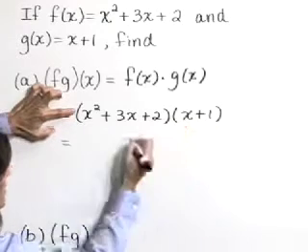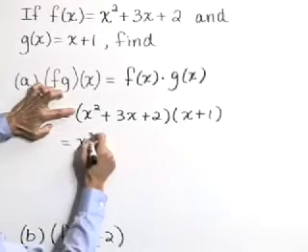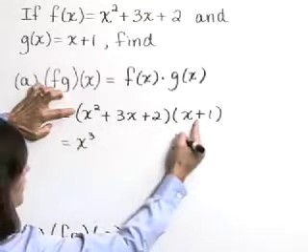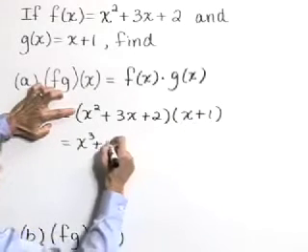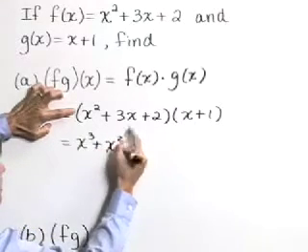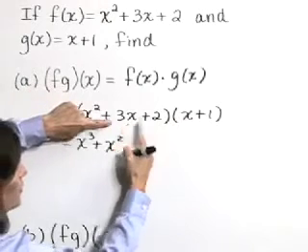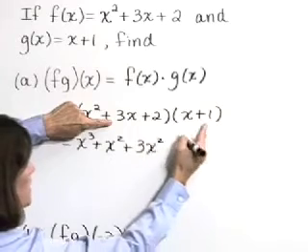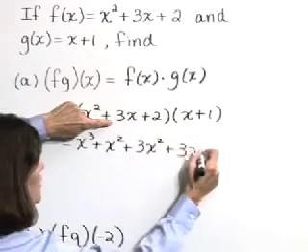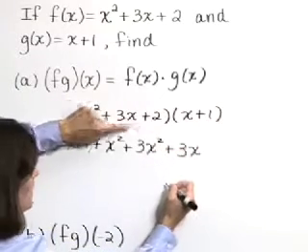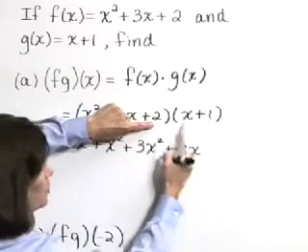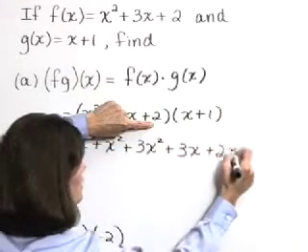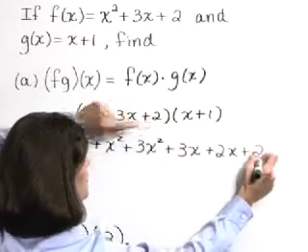So x squared times x is x to the third, plus x squared times 1, or x squared. Move to the 3x. 3x times x is 3x squared, and 3x times 1 is 3x. Lastly, the 2. 2 times x is 2x, and 2 times 1 is 2.